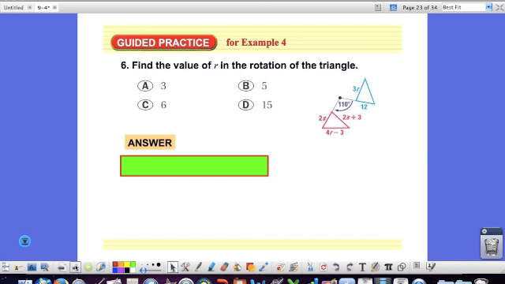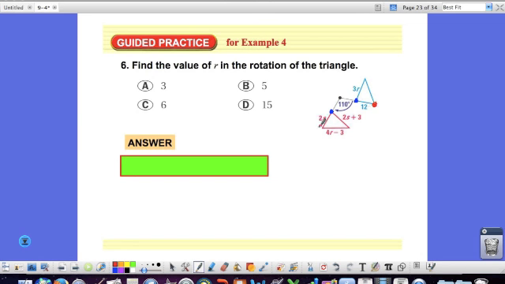So find the value of r in this rotation. When we rotate this around 110 degrees, this point, we're rotating clockwise, becomes here. This point, color code these.